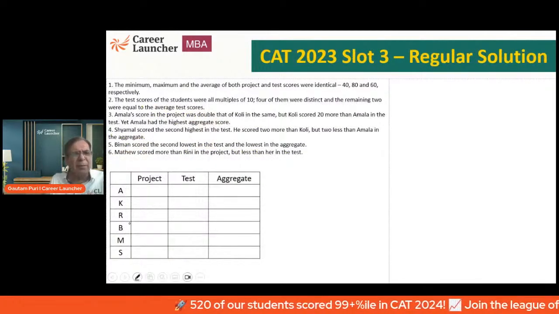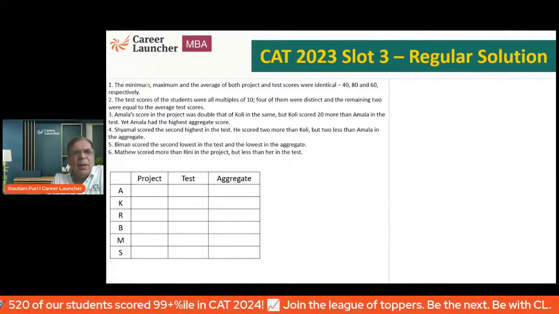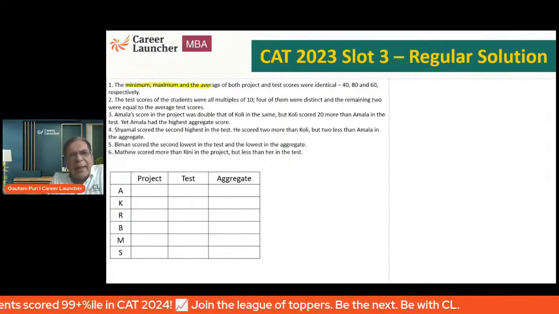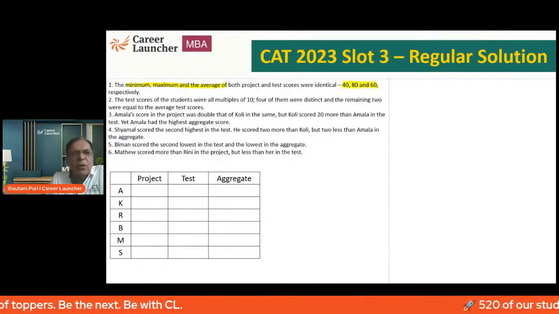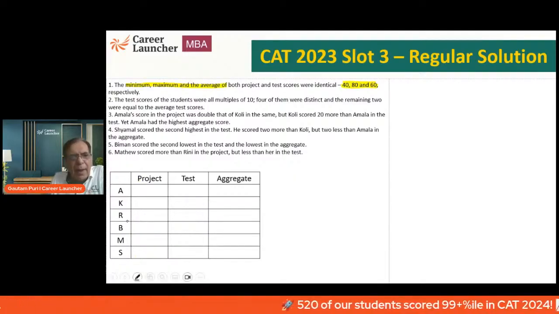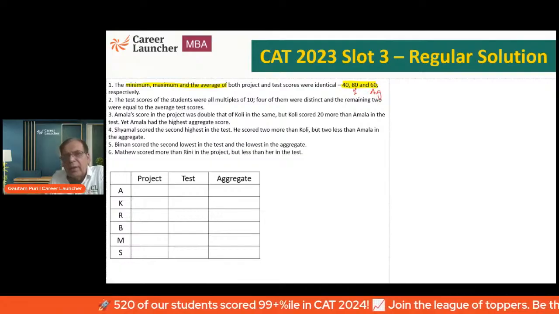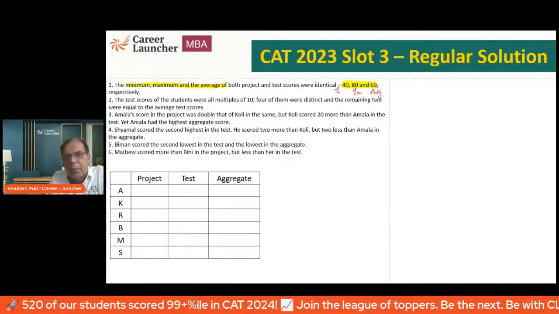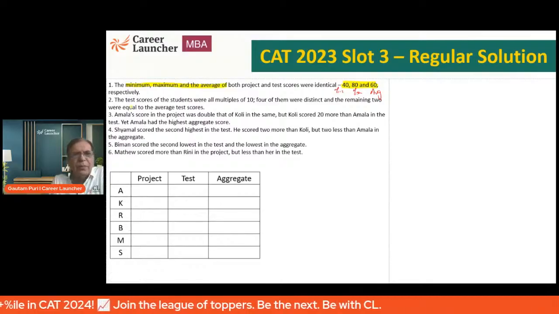ये सही table बनाने में तो कोई major issue नहीं है. Okay. First statement: the minimum, maximum, and the average of both project and test scores were equal to 40, 60, 80, and 60. So whether it is project or whether it is test, the minimum, maximum, and the average. This is the average, this is the maximum, and this is the minimum for both. Okay. Chalo, let's go further.